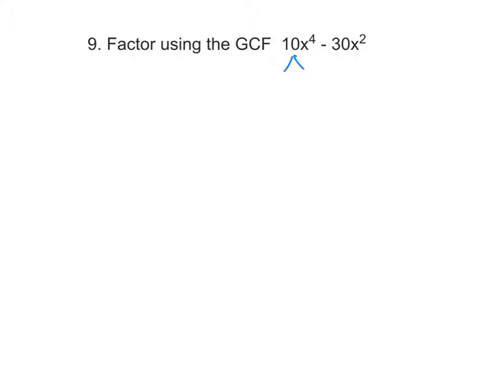So I'm going to start the same way I did the last one. 10, I'm going to do the factor tree. 10 can be broken down into 2 and 5. Right here, this is really negative 30. So first we're going to break it down into -1 and 30. Always do the -1 first if you're ever doing this for a negative number.